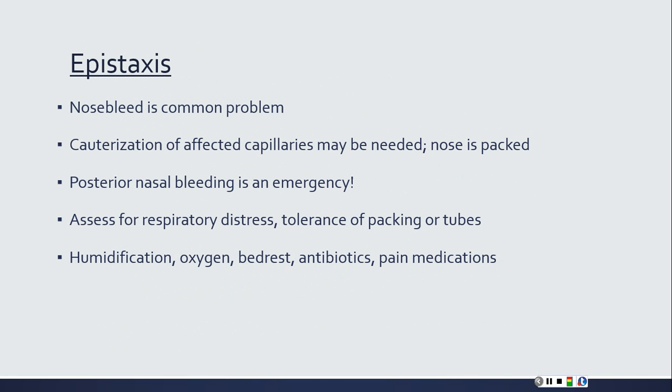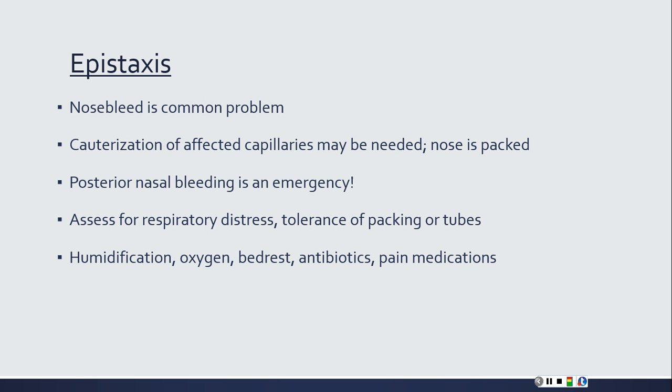All right, next we've got epistaxis. What's epistaxis? There you go, nosebleed. Fancy name for the nosebleed. Nosebleed is a common problem, and then cauterization of affected capillaries may be needed. Commonly, this is going to be patient goes in for some type of surgery or procedure, continues to bleed after a certain period of time, they may have to go in and cauterize. Usually, this is not just your seasonal allergies cause some irritation, and we're going to have to go in and cauterize. That's usually not the way that works.